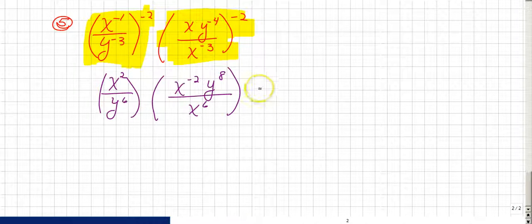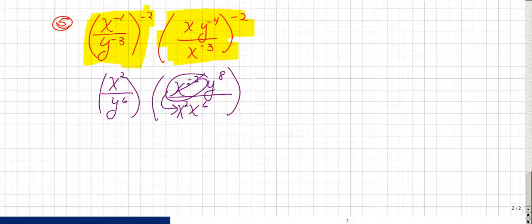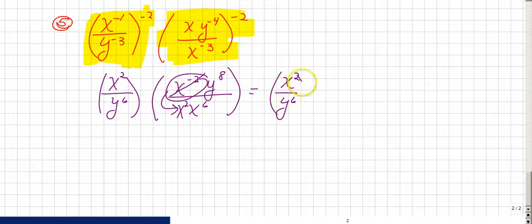Alright, you want to keep going. Don't try any cancellation yet. You want to try to get rid of all the negative powers before you start canceling. So the x to the negative 2, I'm going to move down to the bottom and make it x to the positive 2. So let's start just lining things out to make this go a little bit faster. So the problem now becomes the first set of parentheses, x squared over y to the 6th. The second set of parentheses, y to the 8 on top, x to the 8th on the bottom.